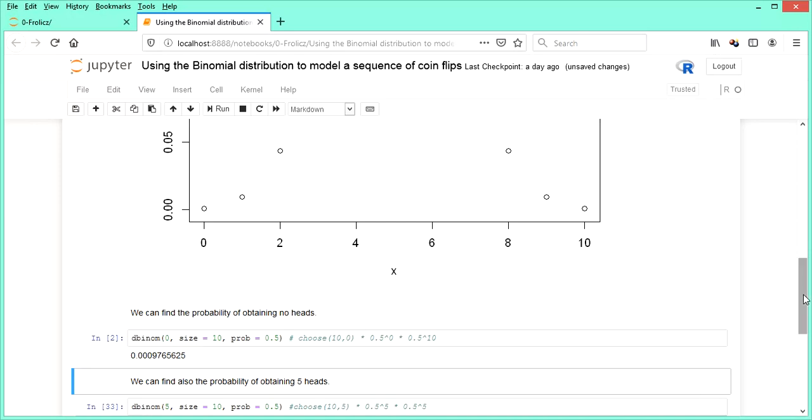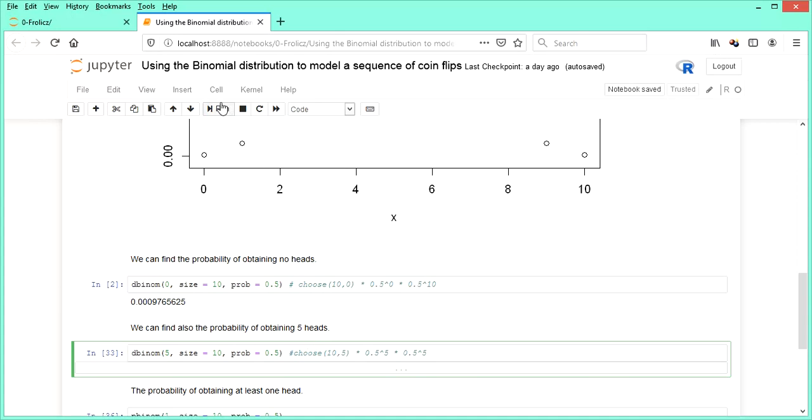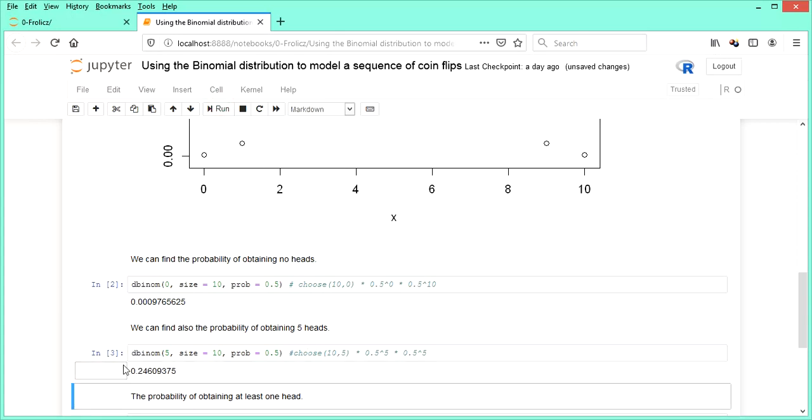So let's find the probability of obtaining 5 heads. So in 10 trials, we do that, we run this, and we get 0.246, which is about 0.25, as we saw from the graph. So that's the most likely.